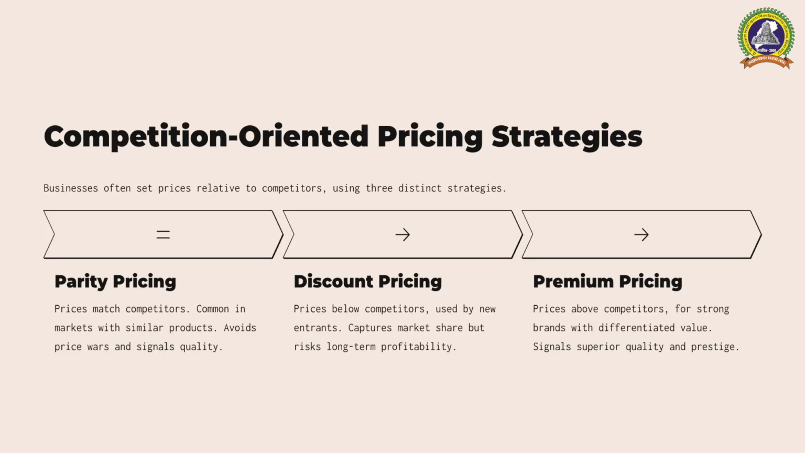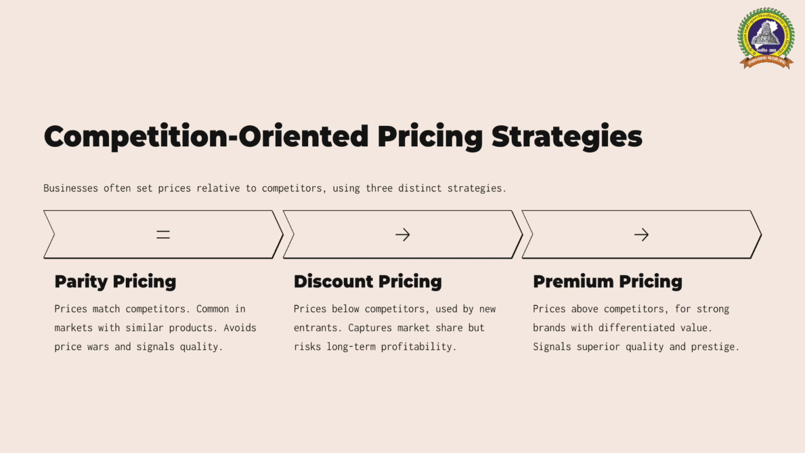Now, let us shift our perspective from internal cost to the external environment, that is, competition oriented pricing. Competition oriented pricing abandons the cost sheet and looks at the market. The firm asks, what is everyone else charging? The first form of this is parity pricing, also known as going rate pricing. Here, the firm sets its price exactly at the level of its competitors. Why would you copy your neighbor?